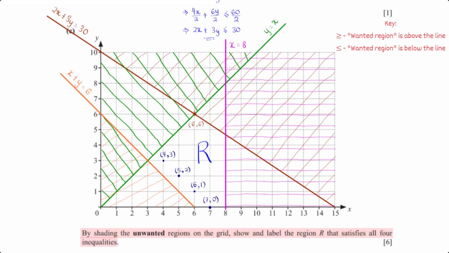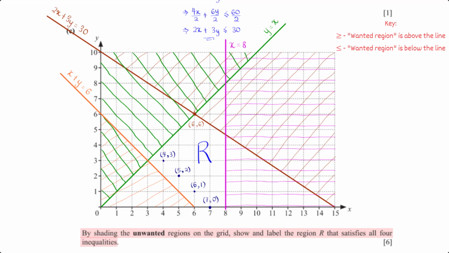For the first inequality, x plus y is greater than or equal to 6, the region above the line is wanted, and so we shade the region below the line. For y is less than or equal to x, the region below the line is wanted, and so we shade the region above the line. For x is less than or equal to 8, the region to the left of the line is wanted, and so we shade the region to the right of the line.